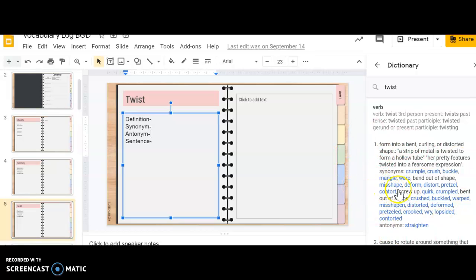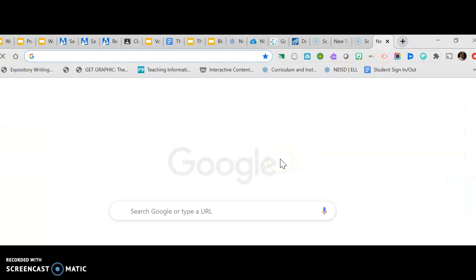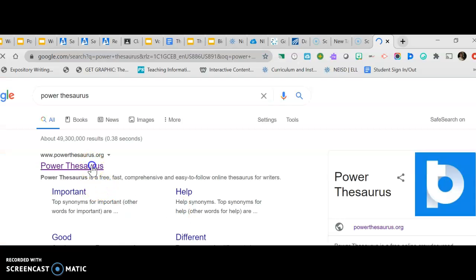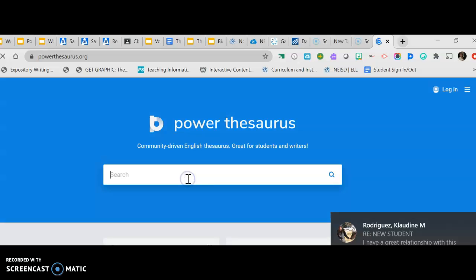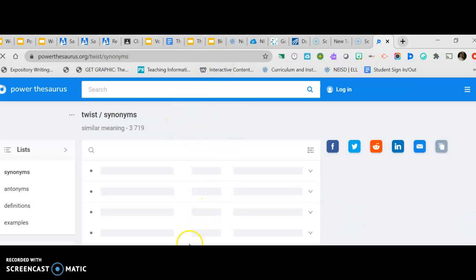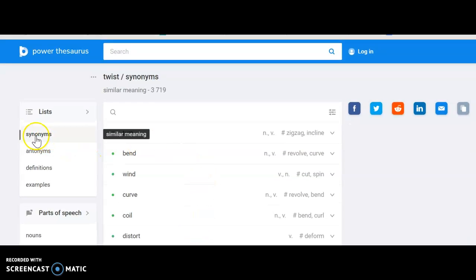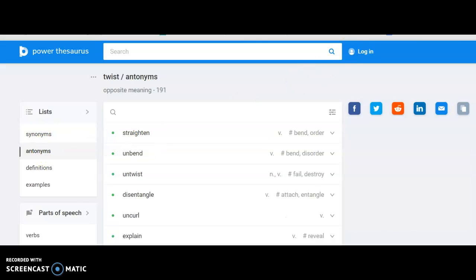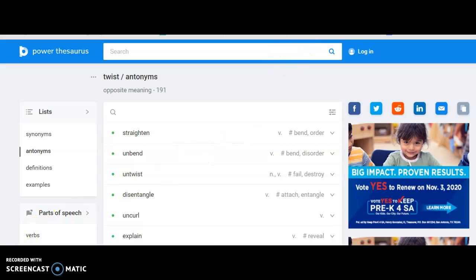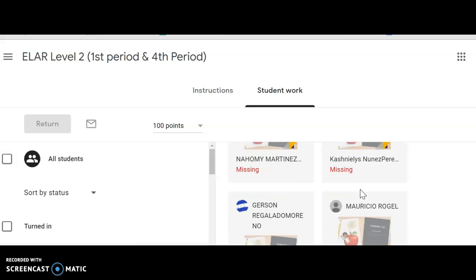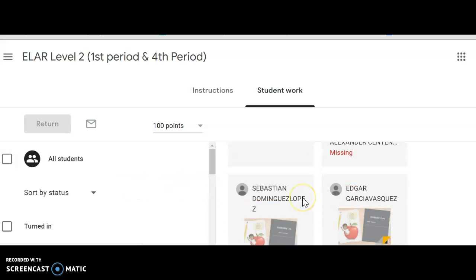If the definition, si el significado no tiene synonyms and antonyms, you need to go to Google y usar Power Thesaurus. Okay, with Power Thesaurus, here's the synonyms, las cosas que son iguales, and then here's the antonyms, las cosas que son diferentes. And you're going to copy that. Personas que faltan este trabajo: Arturo, Alexander, Sebastian, Edgar, Naomi, Kashnelis, Gerson, and Mauricio tienen que terminar este trabajo también.